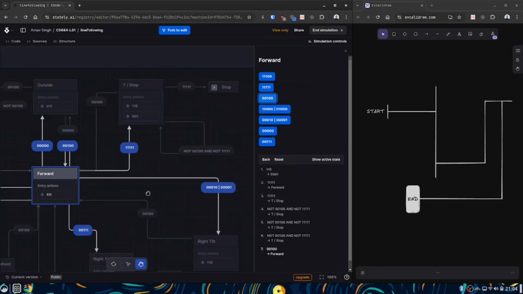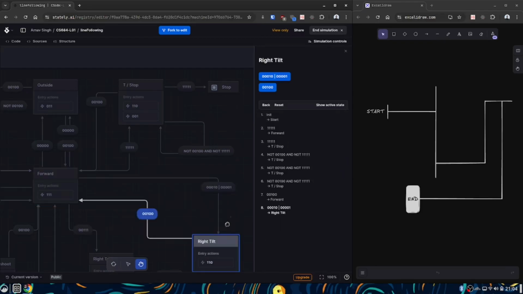Let us now assume that the robot, while traveling on the straight path, has some kind of deviation towards the left or right. This could be, for instance, 0, 0, 0, 0, 1, which corresponds to the robot veering slightly to the left. If it has veered slightly to the left, we would like to make sure that it comes back on the path by doing a slight right tilt. So let us take this transition.